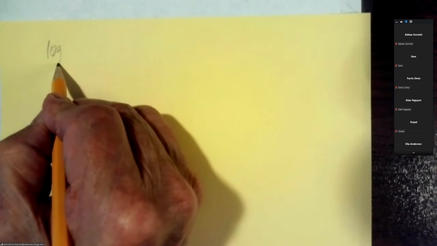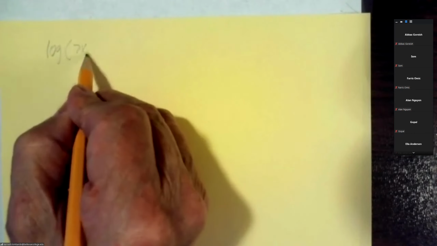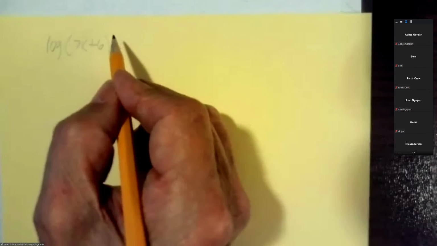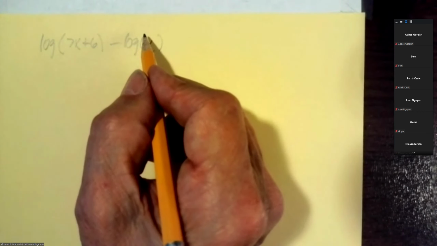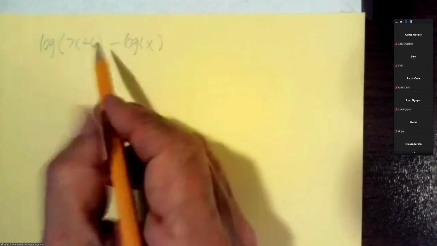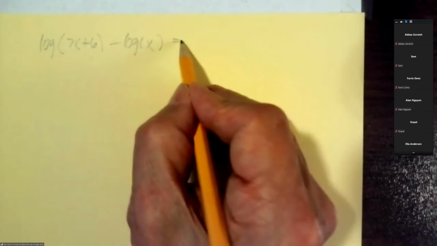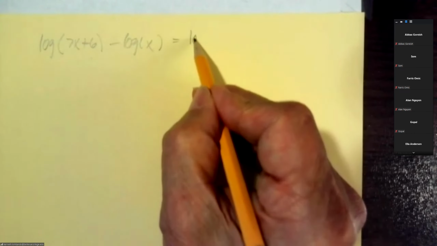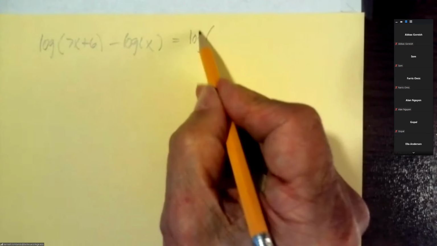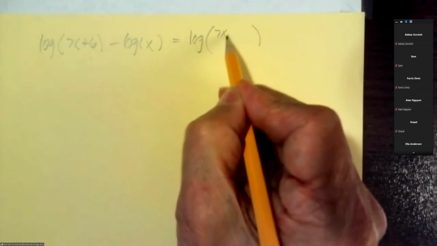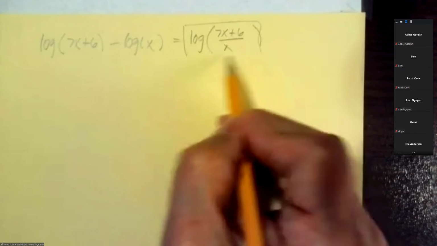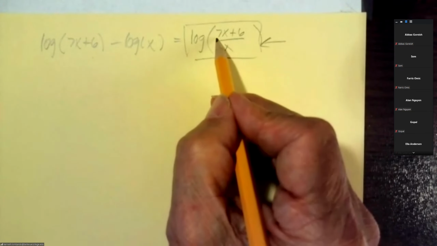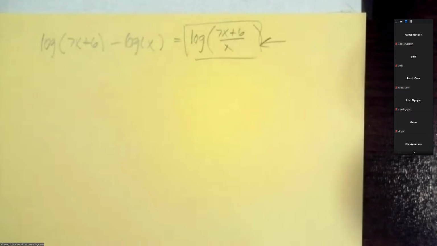If I have log of 7x plus 6, and from that I subtract log of x. Okay, so for this one, this is a difference of logs, so that's going to be a quotient, isn't it? So that's going to be the log function working on 7x plus 6 over x. So the simplified version then would be the log of the quantity 7x plus 6 over x.